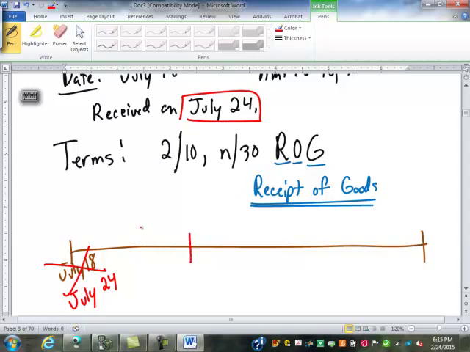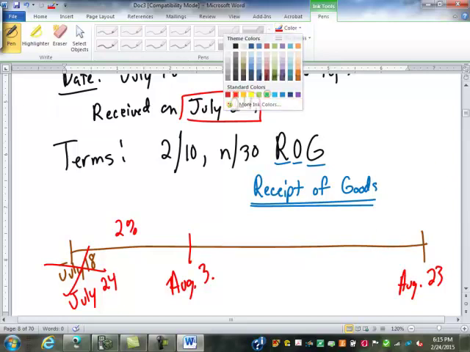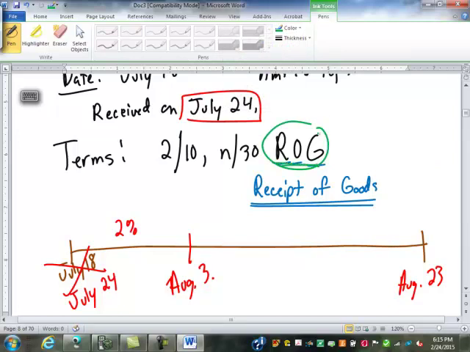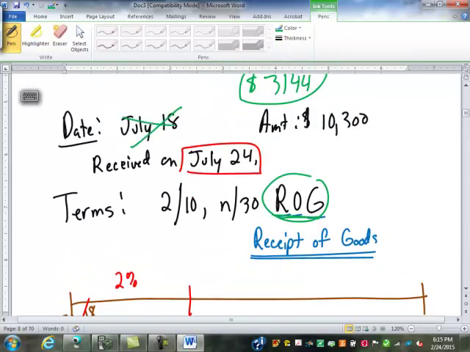So now the discount period, that 2% discount period, is going to end on August 3rd. Good. I was going to put down July 34th. That doesn't come around very often. And of course then, the end of this is all going to be on August 23rd. You have to pay up by August 23rd. So when you see the ROG here, that means that we ignore the actual date of the invoice and we use the date that the goods were actually delivered to the buyer.